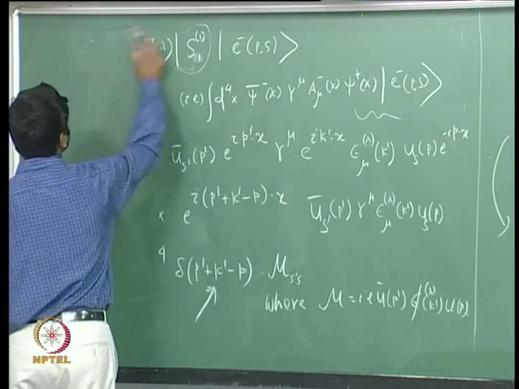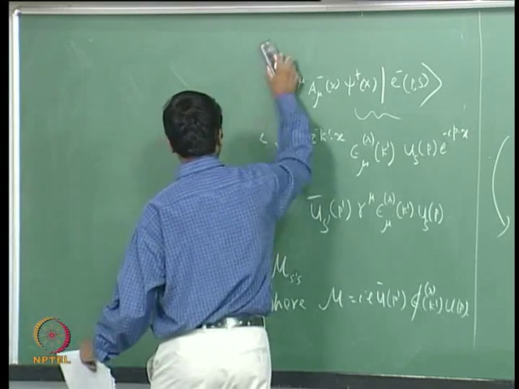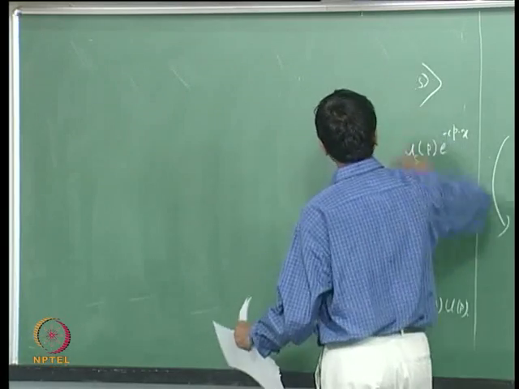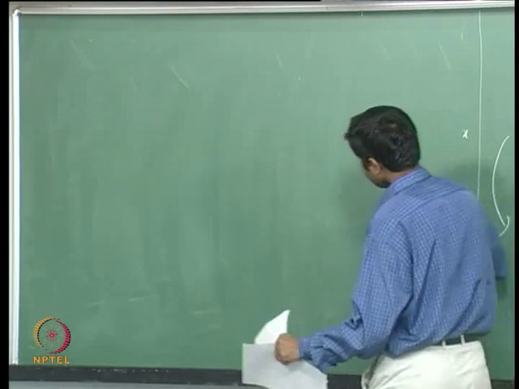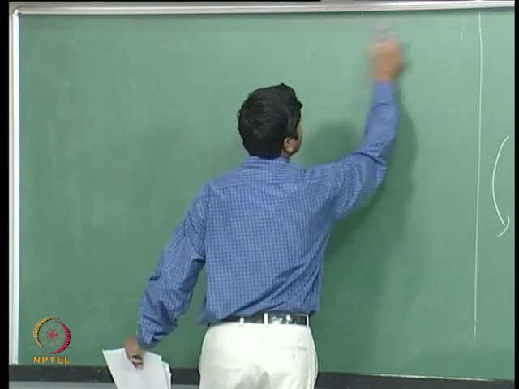Now, what we will do is consider a simple example at the second order. Let us consider the example of Compton scattering.